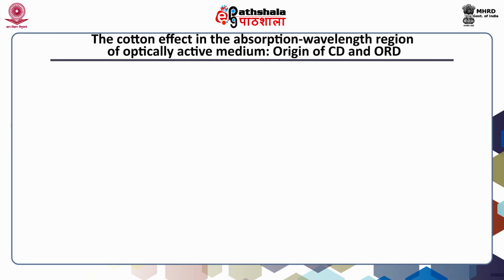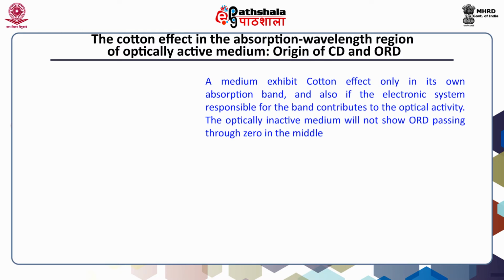The Cotton effect in the absorption wavelength region of an optically active medium. Cotton, while observing the optical properties of potassium chromium tartrate in solution in its absorption band, observed that for an optically active medium, the extinction coefficients of the LCPL and RCPL components of light were different. So that was the first observation, or the recording, of circular dichroism.